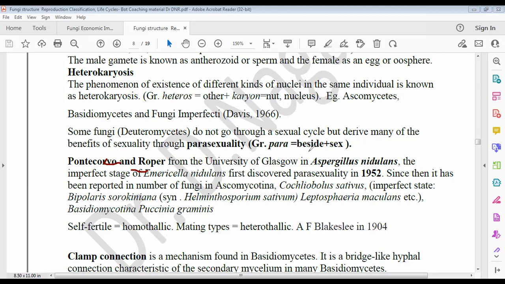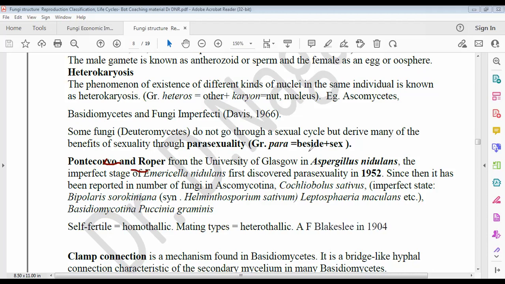Usually, whenever fungi are discovered, they are first kept in the Deuteromycotina group. After sexual spores are identified, they are changed to another group based on the spores. If it has motile spores, it changes to Mastigomycotina. If it has zygospores, Zygomycotina. If it has ascus and ascospores, Ascomycotina. If it has basidium and basidiospores, Basidiomycotina. But whatever fungus is first identified is kept in the Deuteromycotina group. That's why we call it dustbin fungi.